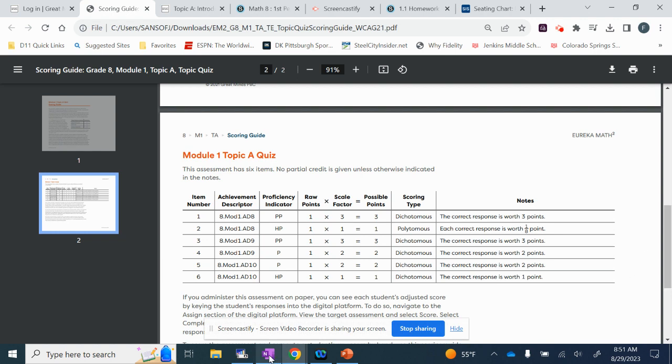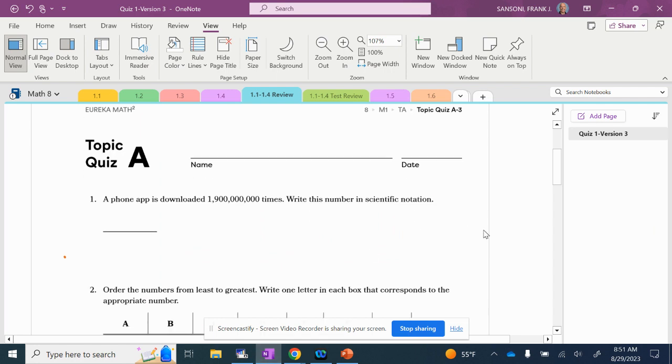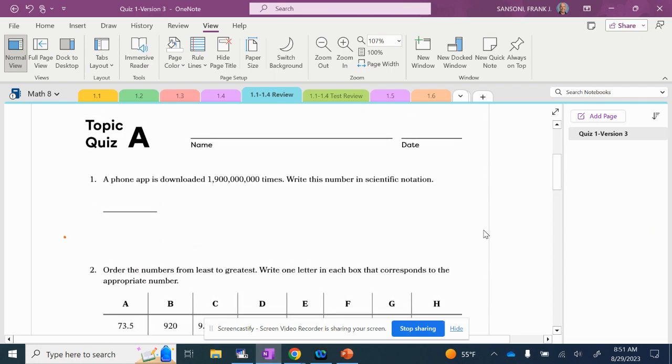So if I go to number one, it says a phone app is downloaded, and then it gives us this number written in standard form. We need to take that number that is written in standard form and write the number in scientific notation. It's a basic skill that you should have: going from standard form to scientific notation. So we're going to write, what is that number? That number is 1.9 billion.